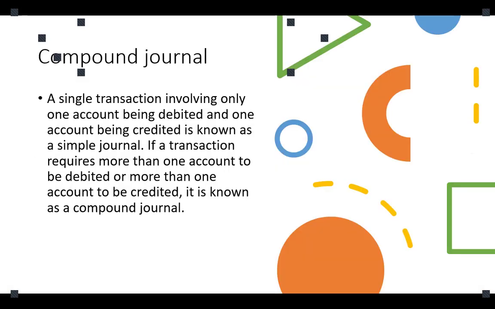Compound journal: a single transaction involving only one account being debited and one account being credited is known as a simple journal. If a transaction requires more than one account to be debited or more than one account to be credited, it is known as a compound journal.